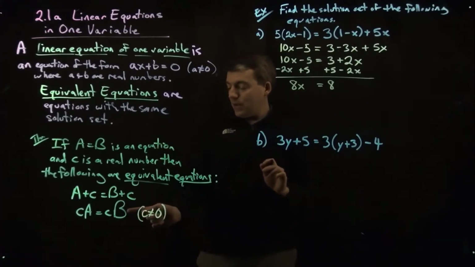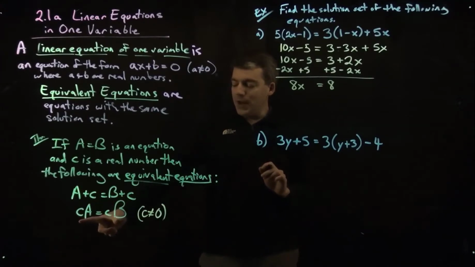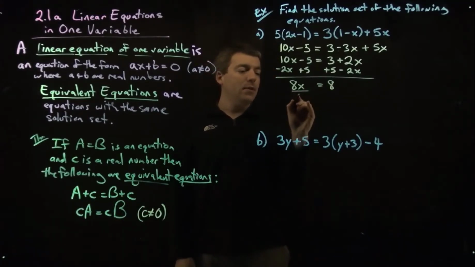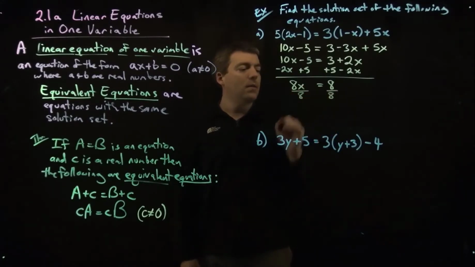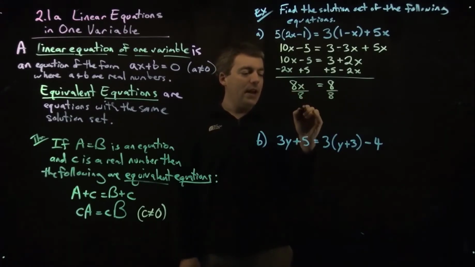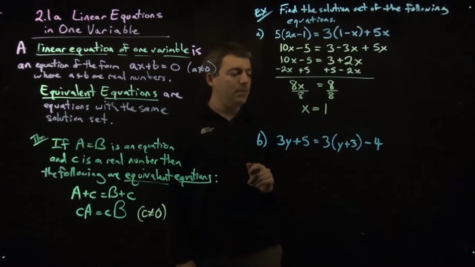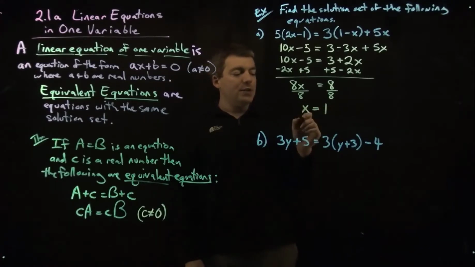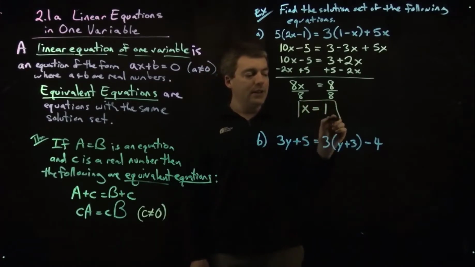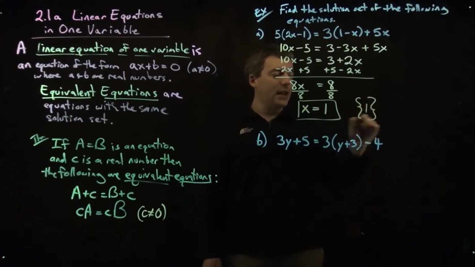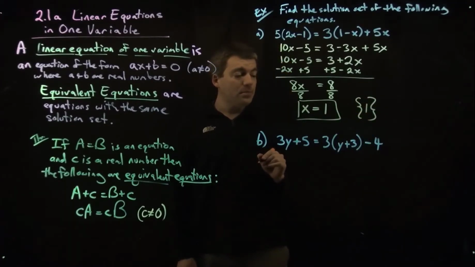And now we can use this property, multiply both sides by the same number. In this case, we're going to divide both sides by the same number. Divide by 8. That gives us that x equals 8 over 8, which is 1. 8 divided by 8 is 1. All right. And so our solution is x equals 1, and the solution set would be just the set containing 1.